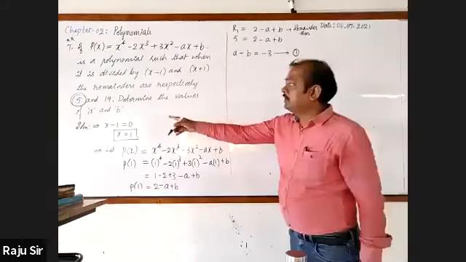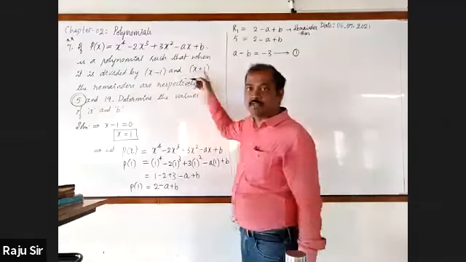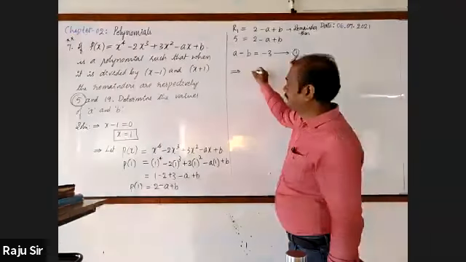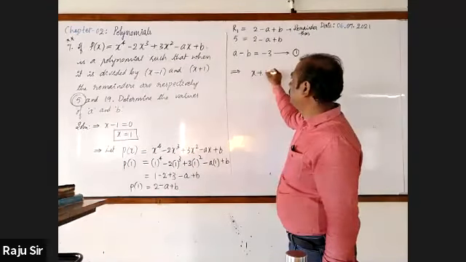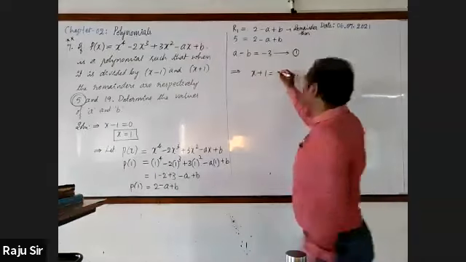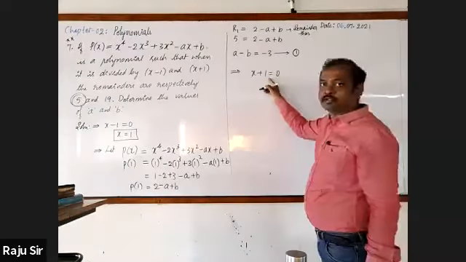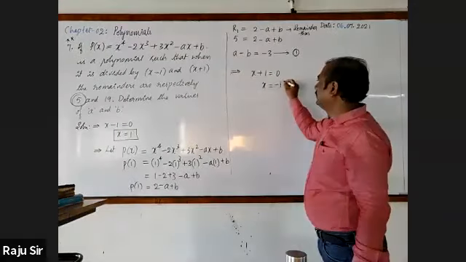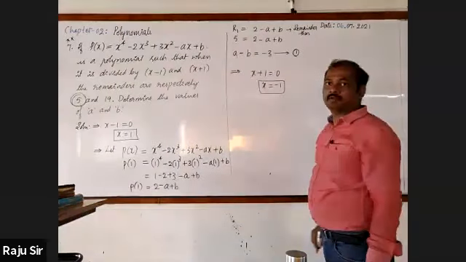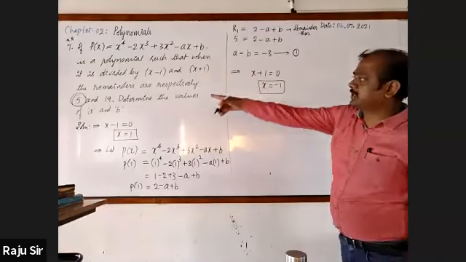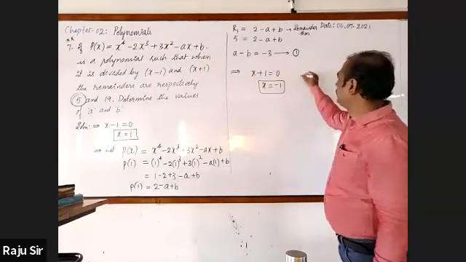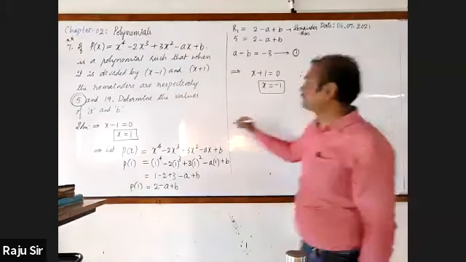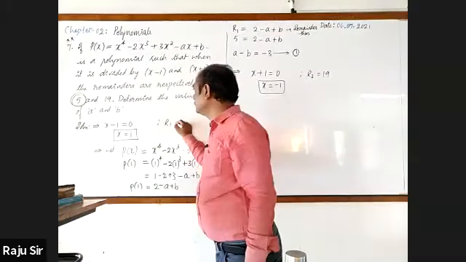Next, let's take the second divisor. The second divisor is x plus 1. This is equal to 0 because we are finding the zero. x is equal to, transferring 1 to the right hand side, it becomes minus 1. And we know that the second remainder is 19. So R2 is equal to 19. Here R1 is 5.